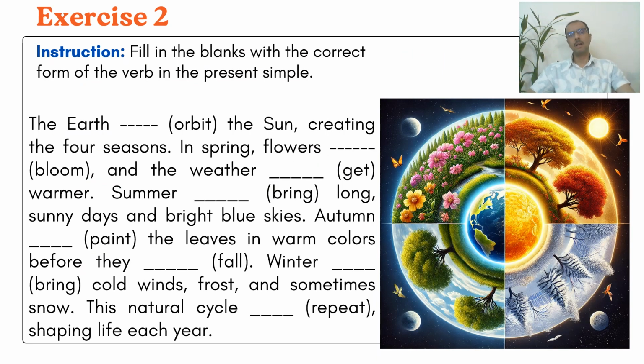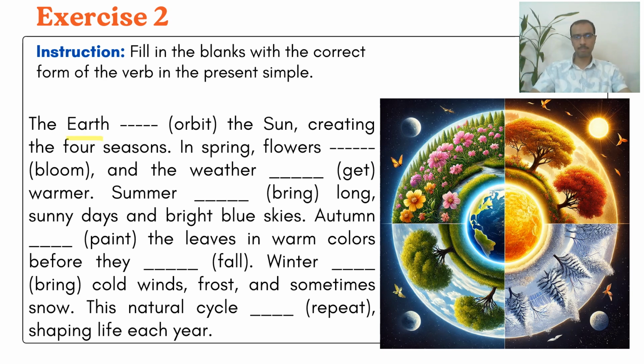Now, fill in the blanks with the correct form of the verb in the present simple. Again, this one is talking about general truths. As you see here, we have the 4 seasons. They are repeated every year, and we have things that happen like general truths here.